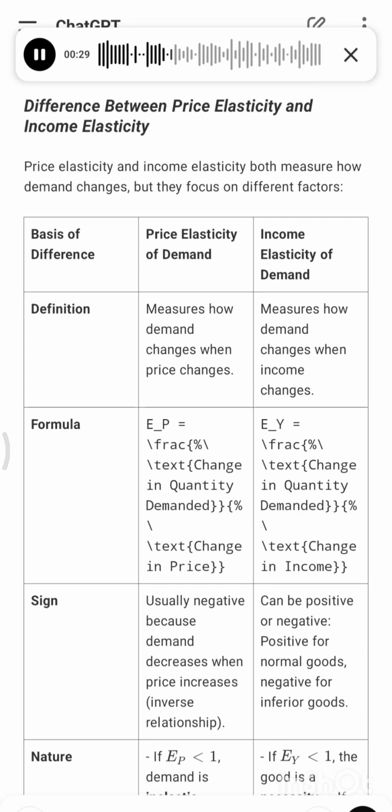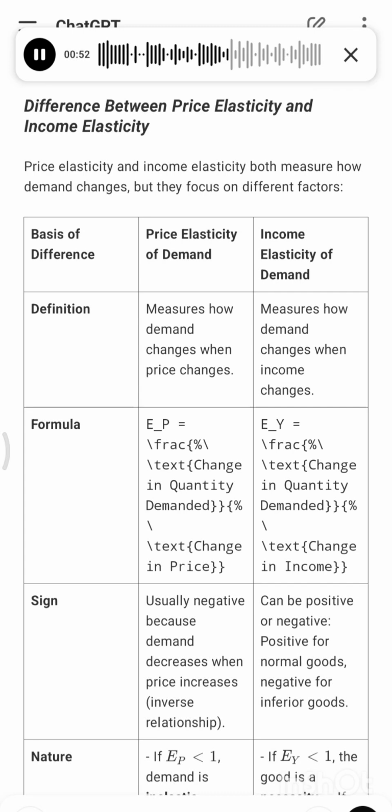Formula: EP equals percentage change in quantity demanded divided by percentage change in price. EY equals percentage change in quantity demanded divided by percentage change in income. Sign: usually negative because demand decreases when price increases, an inverse relationship. Can be positive or negative: positive for normal goods, negative for inferior goods.